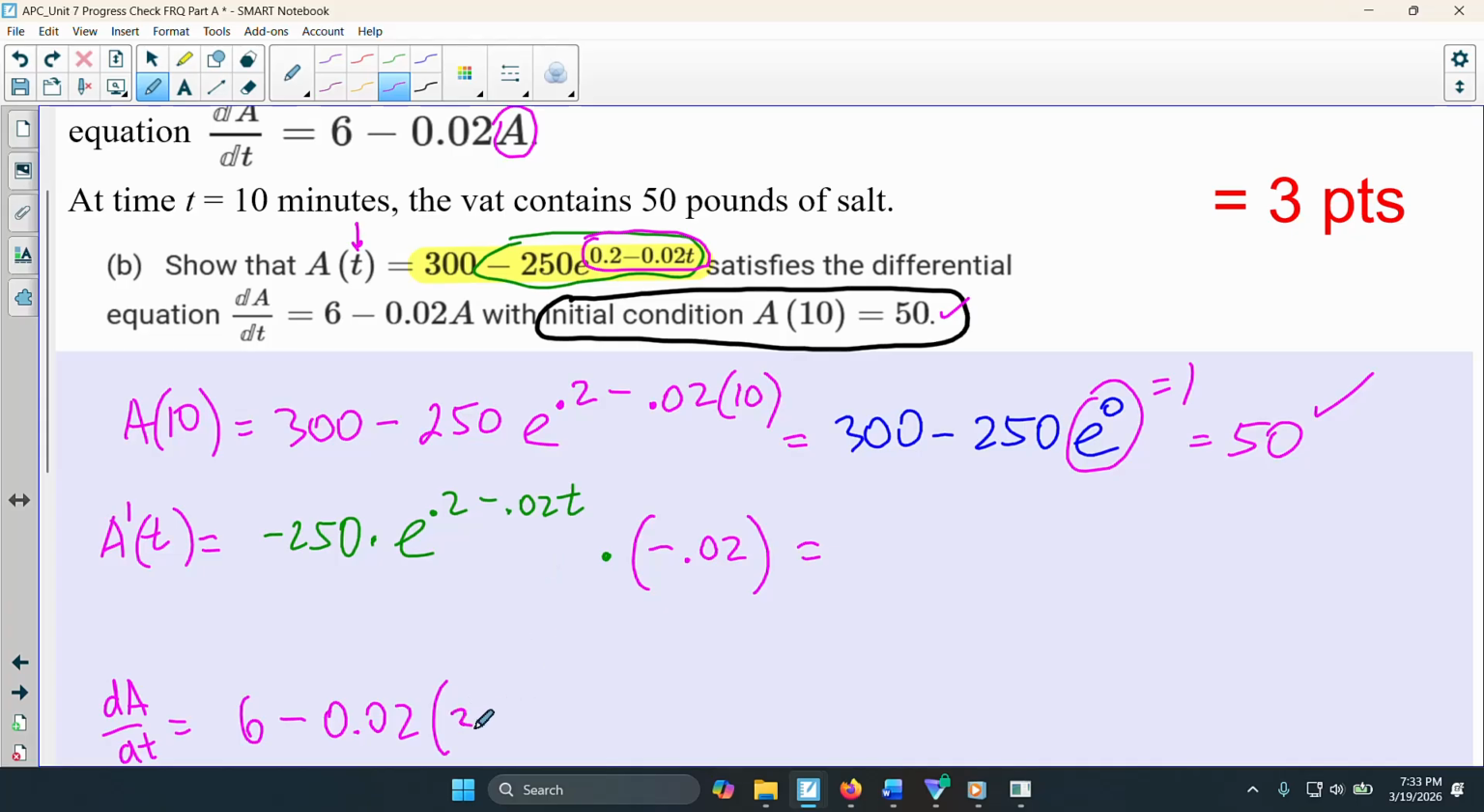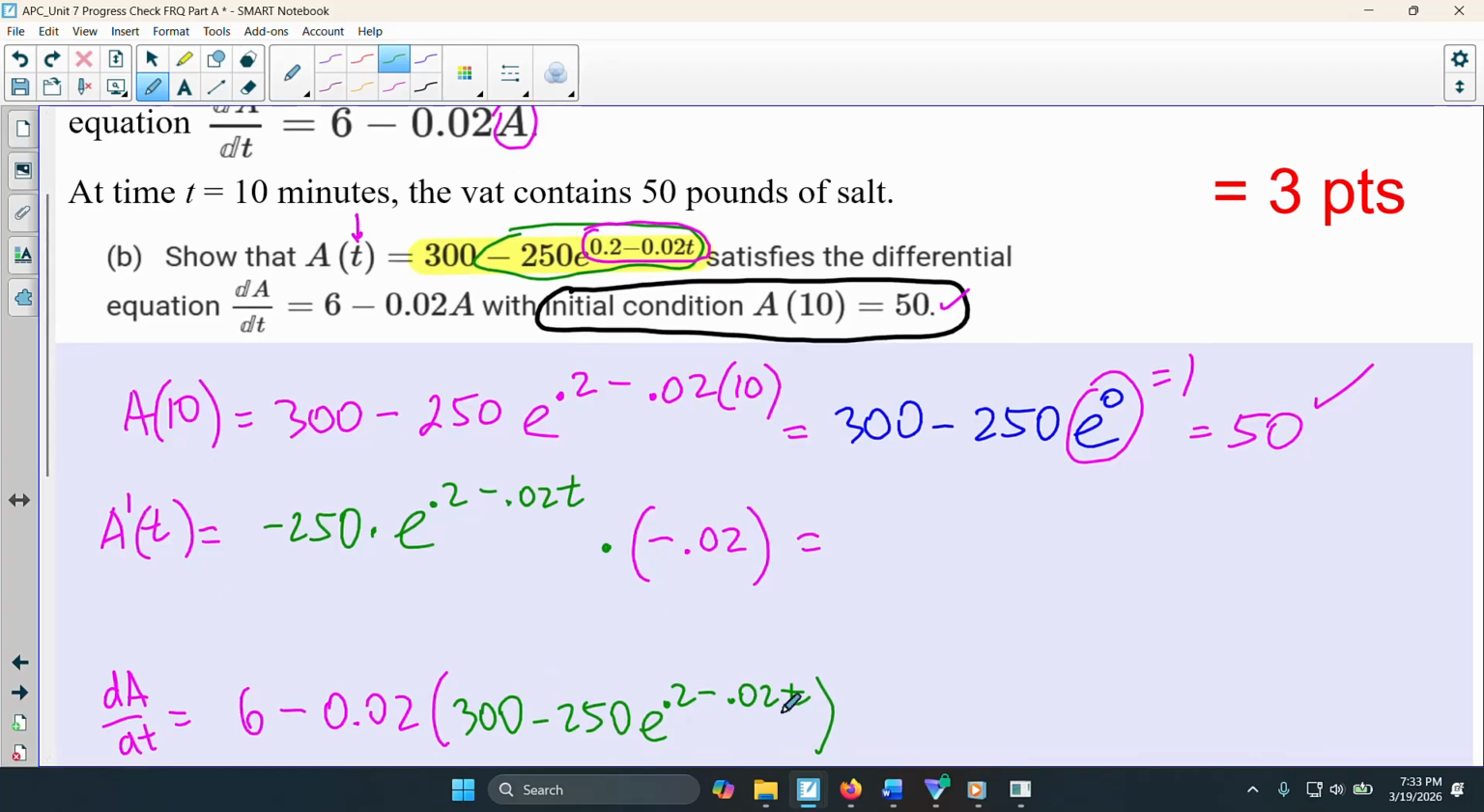So this is 300. I'm going to use a different color. So 300, that minus 250 e to the 0.2 minus 0.02t, and that's my letter A. All of this is letter A. And all I have to do here is open up the parentheses and see that it's going to get me to the same as what I got manually. So let's open up the parentheses.